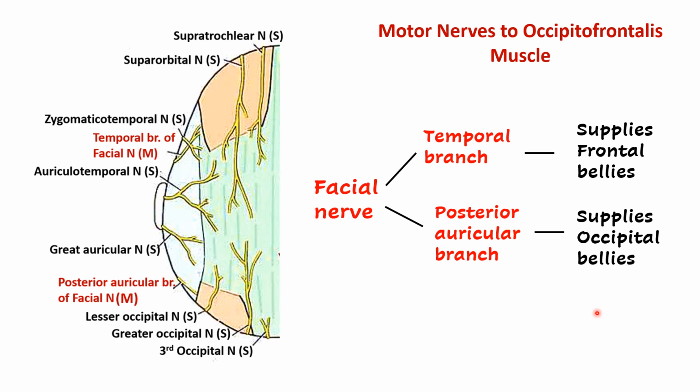So occipitofrontalis muscle is supplied by which nerve? Facial nerve. Which two branches? Temporal and posterior auricular. Temporal supplies frontal belly, and posterior auricular supplies occipital bellies.